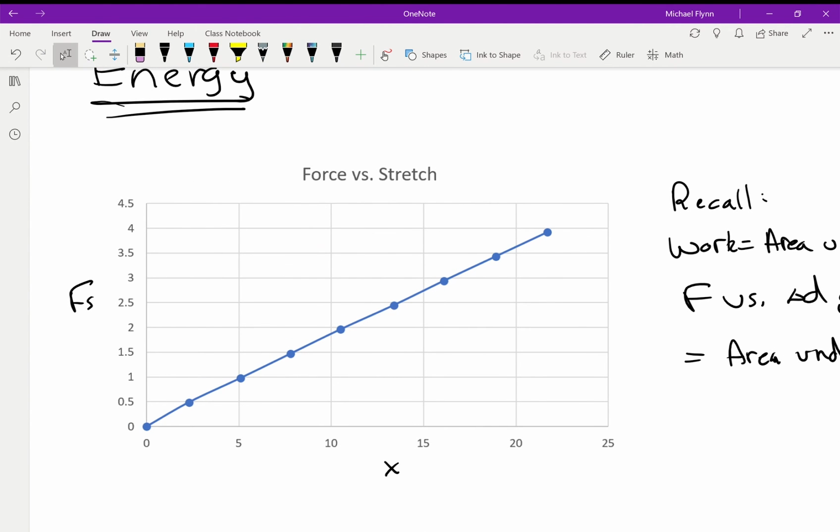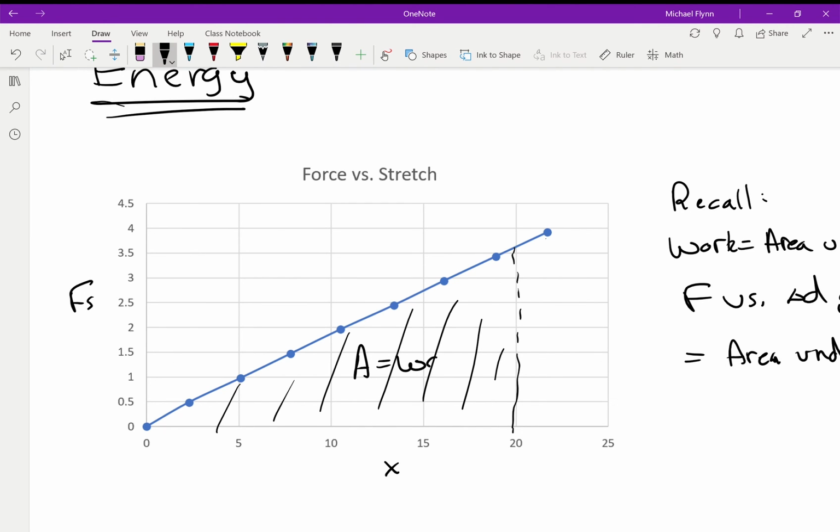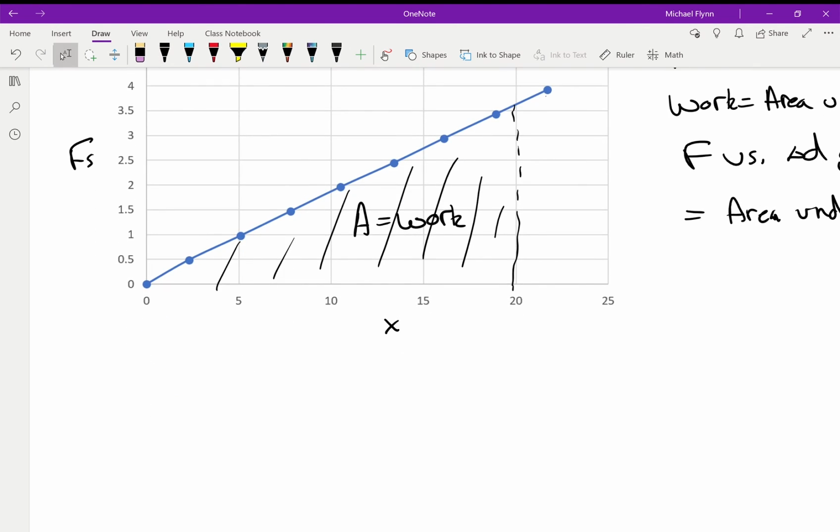Okay, so how much work does it take to stretch a spring out? It does take work, right? You are applying force through a distance. Well, this area under here, so I want to stretch it out by 20 centimeters, or whatever. This area here equals the work done, and work is equal to the change in energy.